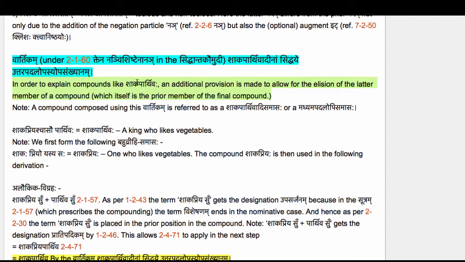The Purvapadam of this final compound is actually Shakapriya and not Shaka. But that Uttarapadam Priya of the Purvapadam Shakapriya is dropped to give us the final compound Shakaparthiva. So basically the Purvapadam of the final compound is abridged by trimming the Uttarapadam of the Purvapadam because it is understood. We say this in English also.